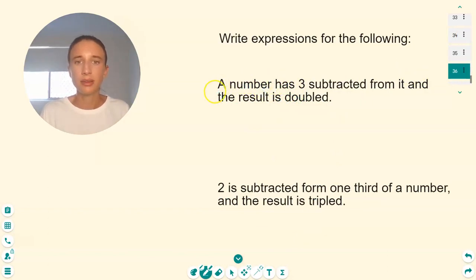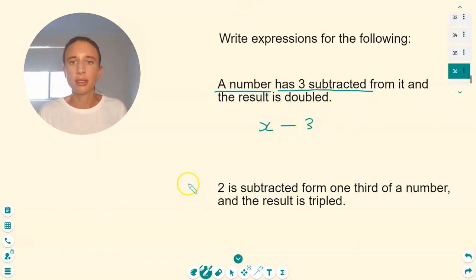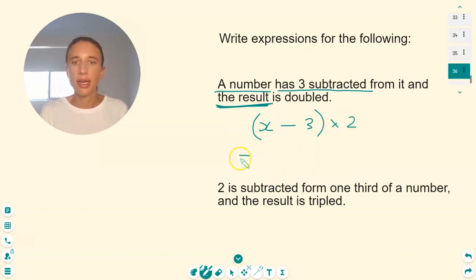A number, let's call that number x, has 3 subtracted from it. And the result, again that word, the result, is doubled. Okay, and we can rewrite that with the 2 at the front. All right, we've got it.